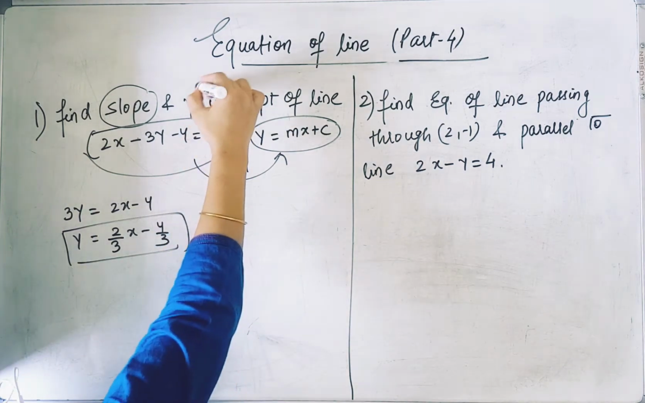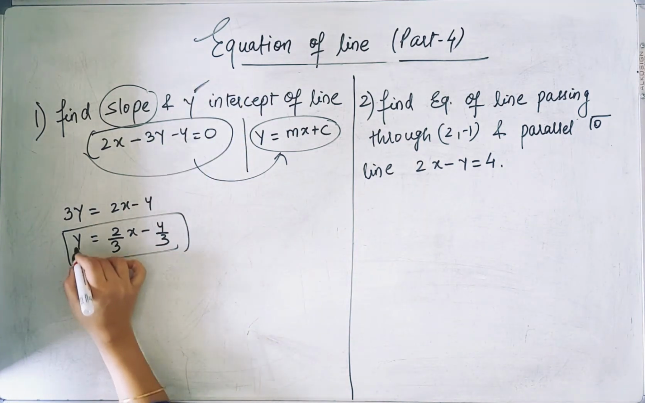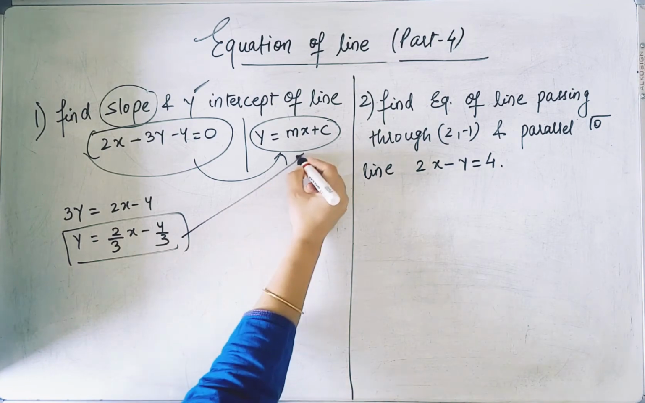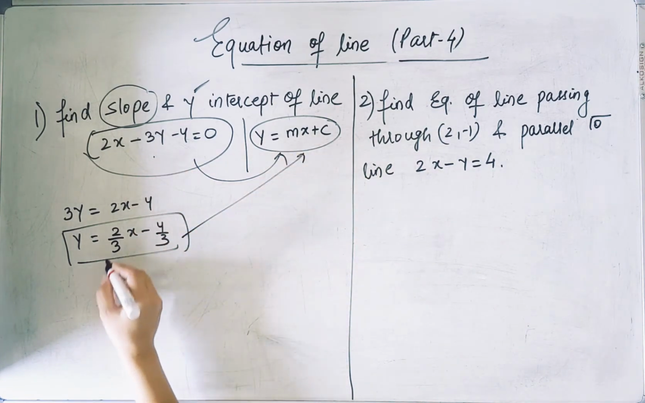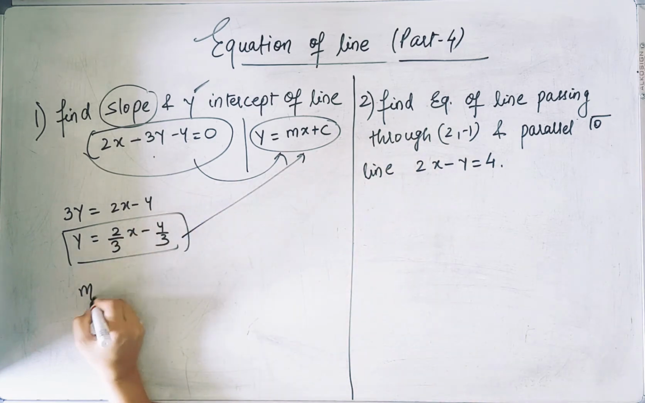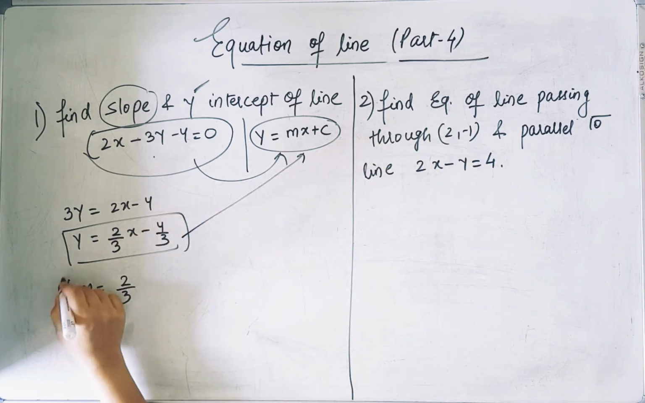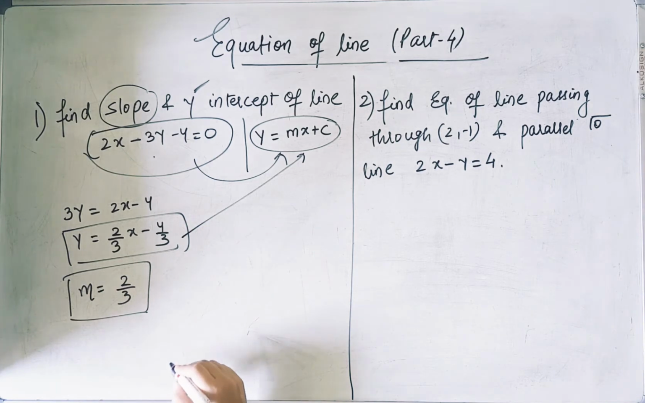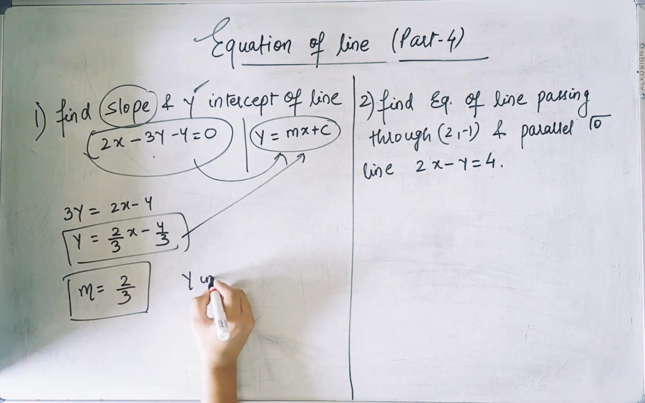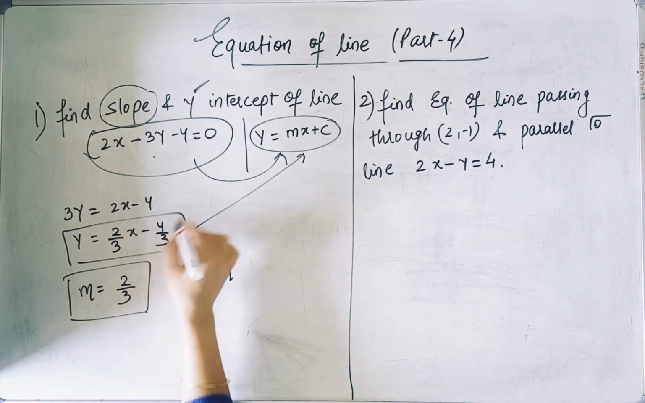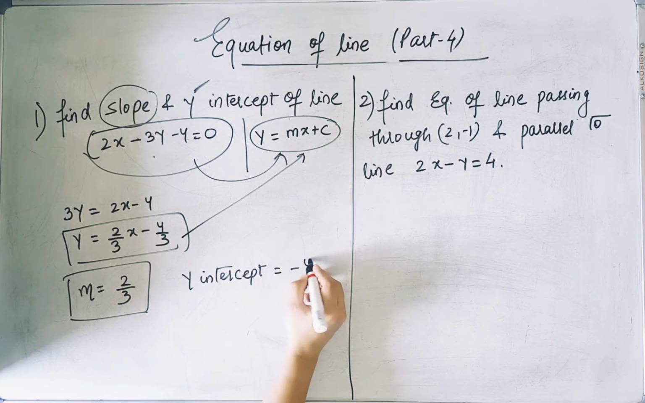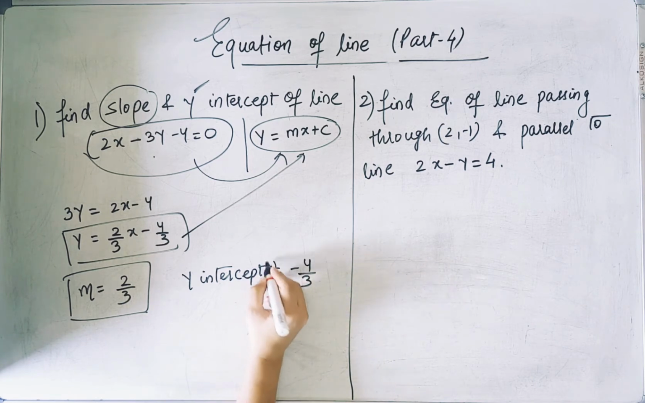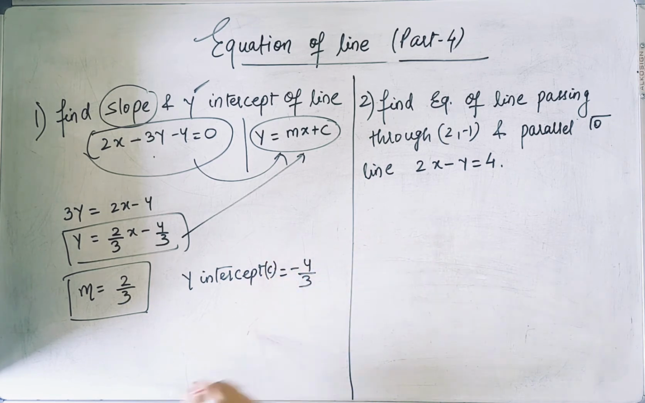Since they asked for the y-intercept, we brought the equation into the form y equals mx plus c. Now we'll compare it. So m is 2 by 3, and this is the slope. c is the intercept, so it is the y-intercept. The y-intercept is minus 4 by 3. We can write it as c also.